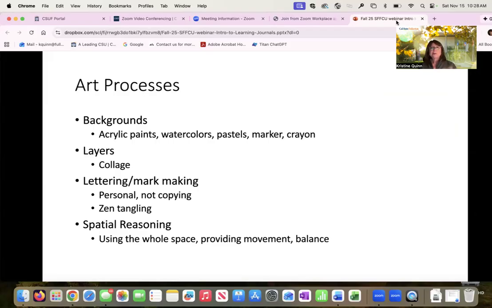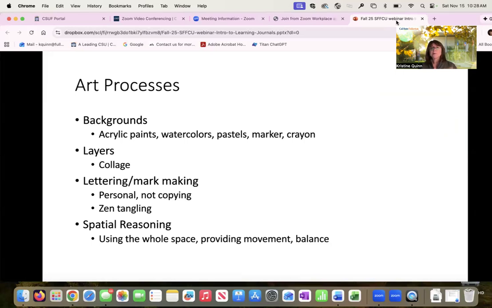One of the other things that I told you about was that idea of bleeding tissue. So a process that we use often in the learning journals is the idea of layering. And if you think about collage, layering one thing on top of the other, this is an art process that's utilized quite often in learning journals.